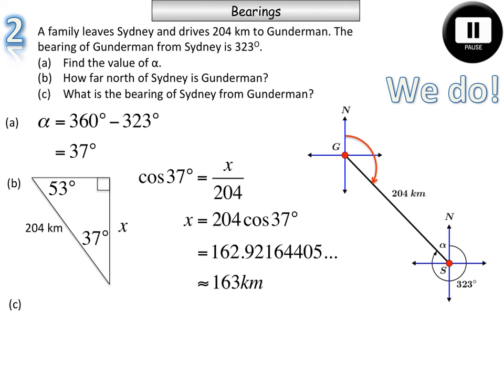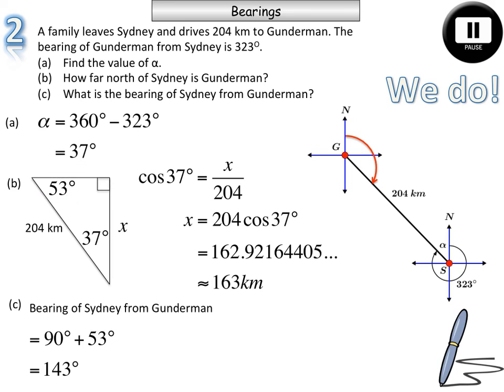What is the bearing of Sydney from Gunderman? We're working out that particular angle. This angle, which is 90, plus that extra part, would be the bearing. That angle in here is in fact 53 degrees, using the angle sum of a triangle. So the bearing of Sydney from Gunderman is 90 degrees, there is the right angle, plus the extra part, which is 53. Add them together to get the total bearing. That's 143 degrees. So we're travelling in this direction on a bearing of 143 degrees.